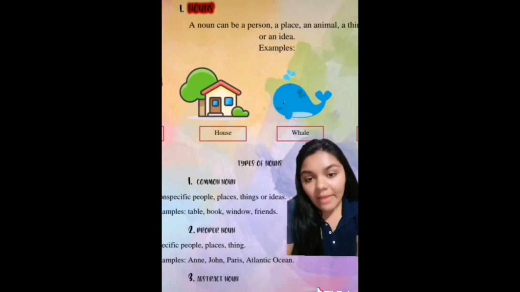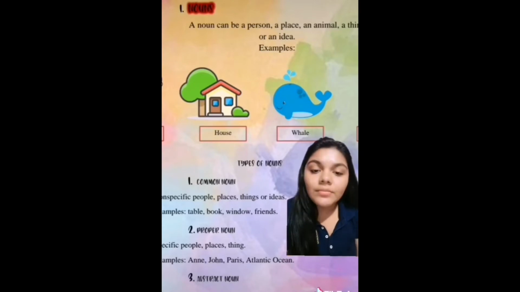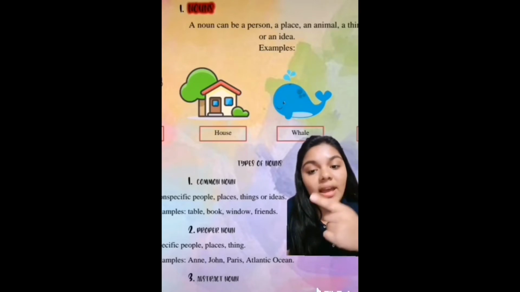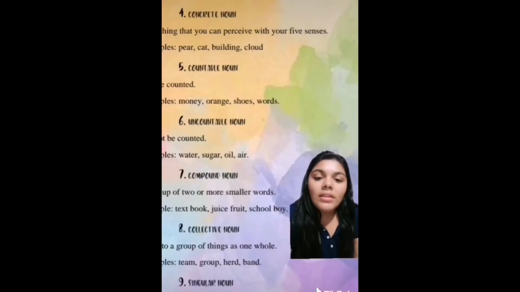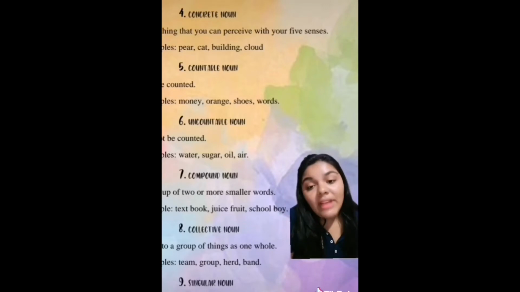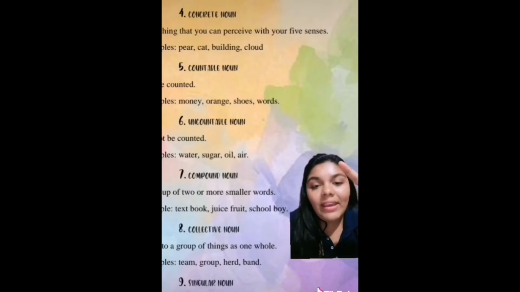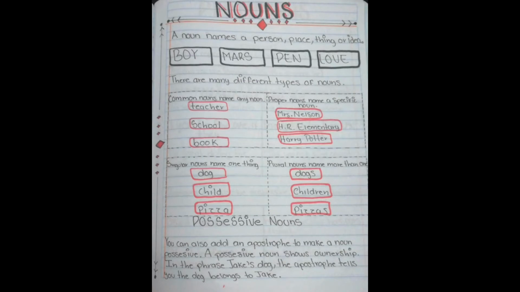There are many types of nouns. There are common nouns, proper nouns, abstract nouns, concrete nouns, countable nouns, uncountable nouns, compound nouns, collective nouns, and singular nouns. And we have examples and definitions of them.